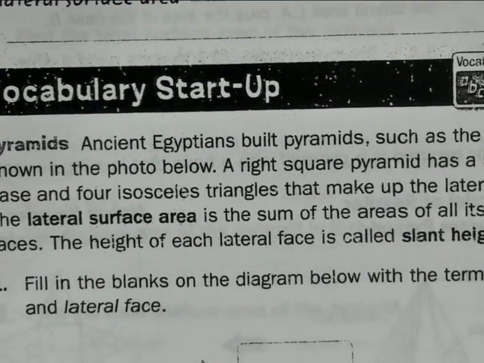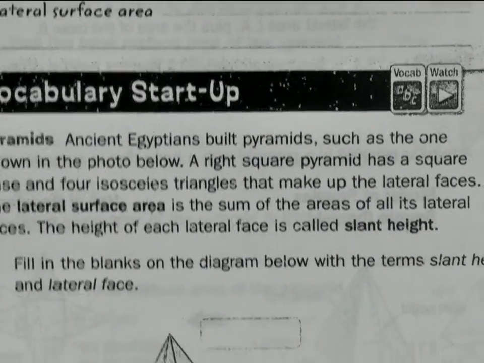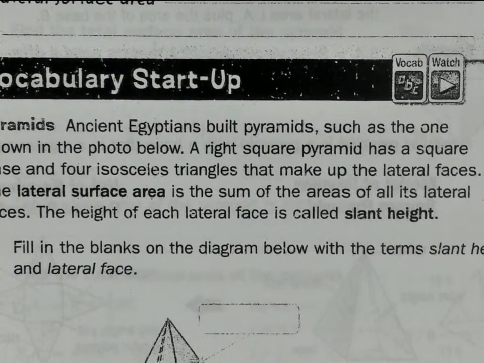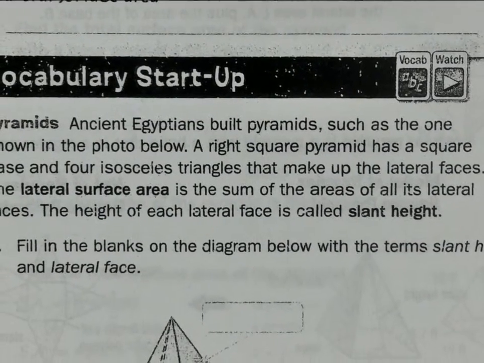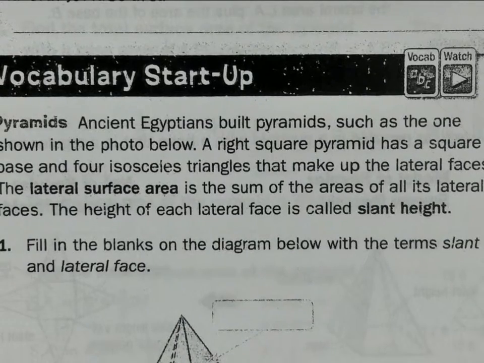Alright, so if we read our little intro here, we know that the Egyptians built pyramids. So we have a right square pyramid that has a square base and 4 isosceles triangles that make up the lateral faces. Does anybody remember what an isosceles triangle is? Two sides are congruent. That third side is not the same length, though. So your square pyramid has a base and then your 4 isosceles triangles that make up your lateral faces.